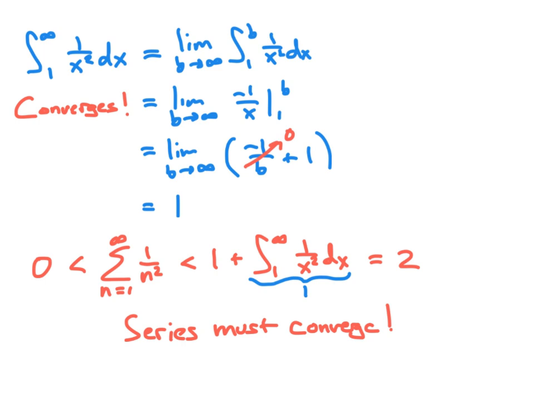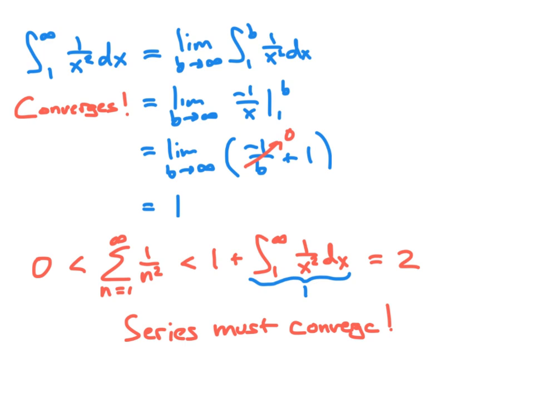For the series n equal 1 to infinity of 1 over n, we saw that the series and the improper integral from 1 to infinity of 1 over x dx both diverged. And in this last example, we saw that the sum from n equal 1 to infinity of 1 over n squared and the improper integral 1 to infinity of 1 over x squared dx both converged.